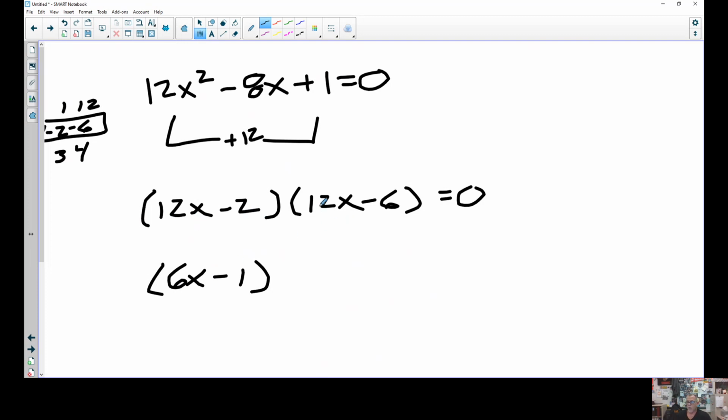Same thing here. I look at this, 12 and 6. Well, 6 is a common factor, so I make 6 disappear from both of these. That would give me a 2x here and a 1 here. And now I have everything I need. Now this works to give me everything I wanted up here.